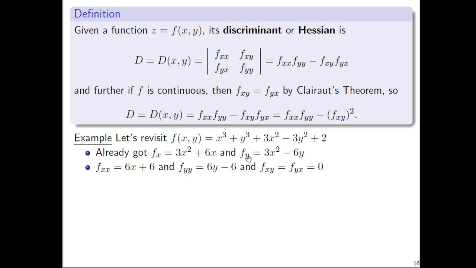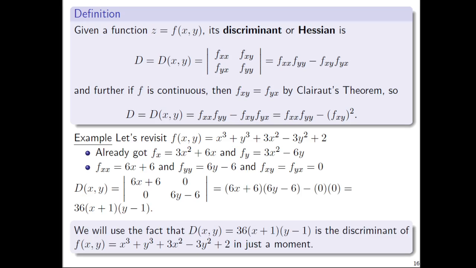Oh, sorry, there's a typo here. This should have been 3y squared minus 6y. In any case, other than the typo, both f sub xy and f sub yx should be 0. So when we set up the discriminant, 6x plus 6, 0, 0, 6y minus 6, and take the determinant, it's a product minus a product. We get 36 times x plus 1 times y minus 1 when we factor that nicely. So we will use the fact that the discriminant for this problem was 36 times quantity x plus 1 times quantity y minus 1 in just a moment.